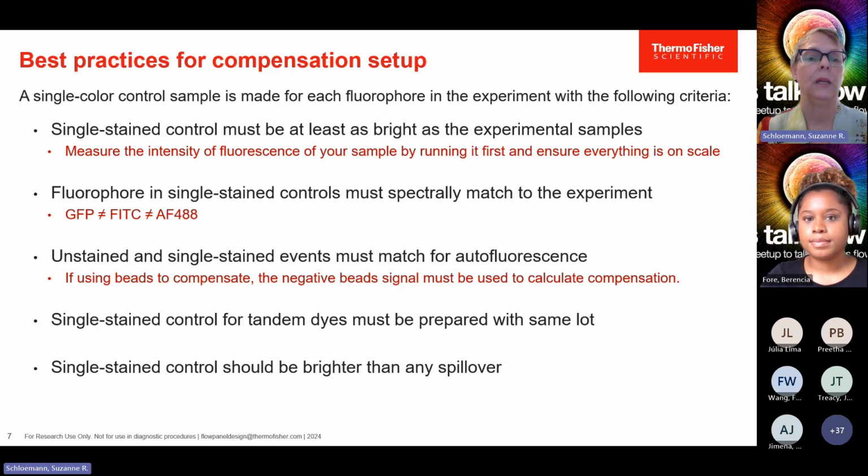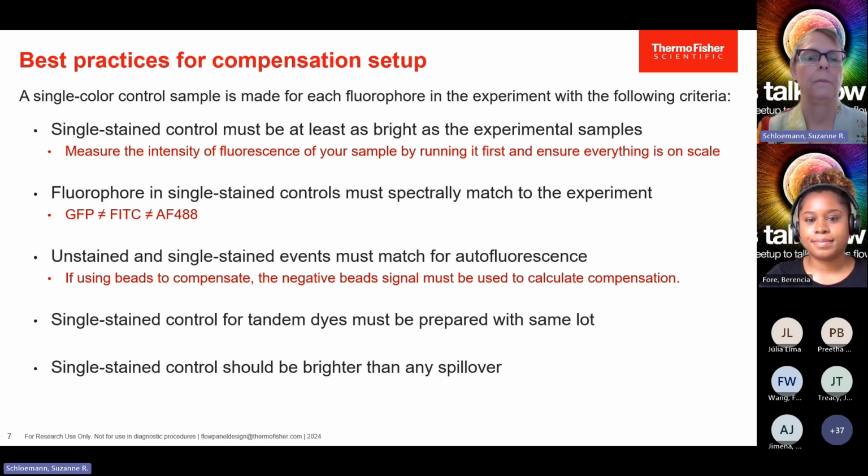The third consideration is that the unstained and single stained events must match for autofluorescence. For example, if you are using labeled beads to compensate, then the negative beads, the unstained beads, must be used to calculate the compensation. Unstained cells may have a very different autofluorescence level than your labeled beads. So it's important that these be equal in autofluorescence for the compensation to be accurate.